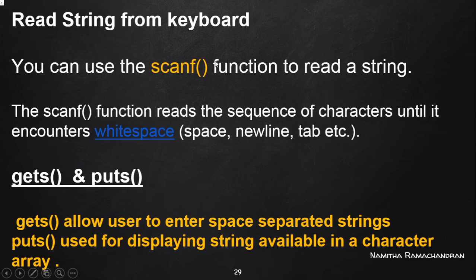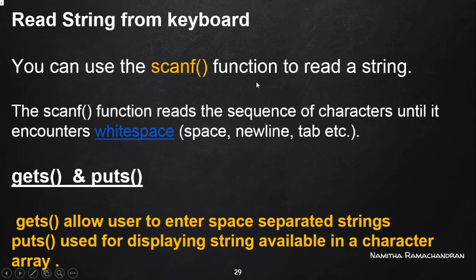Inside the quotes we first need to specify the access specifier, which here is %s. %s indicates we are going to read a string type value from the keyboard. Then we need to specify the starting address location in which we store the characters of the string. And what is the property of the scanf function?